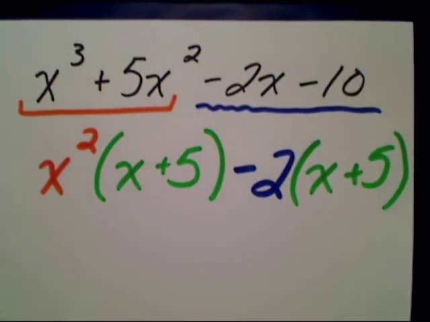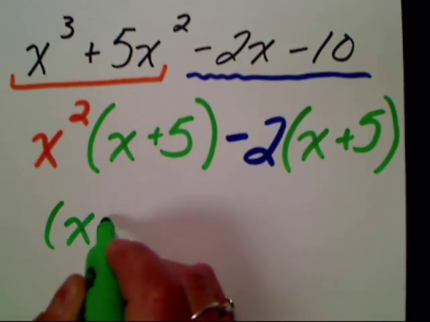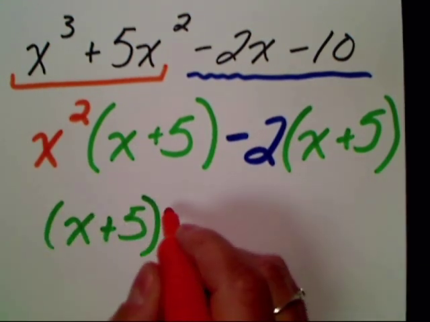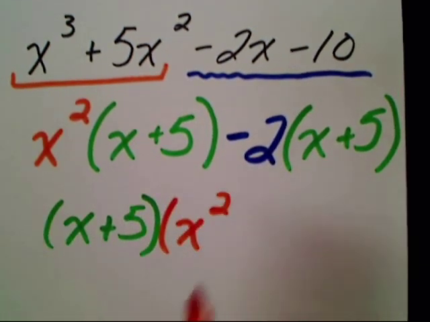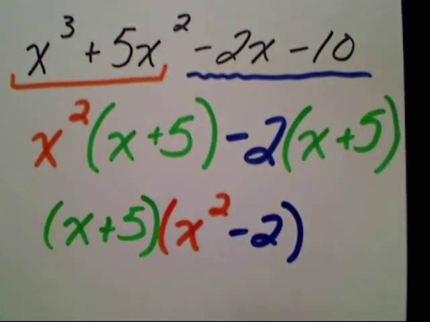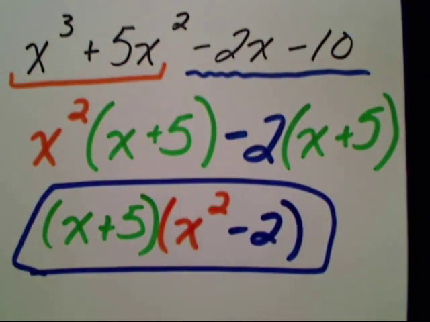Okay, so now we can take it that next step and say, oh, what's common now? Keep going with your factoring and say, x plus 5 is what's common in both. So I'm going to pull that out and see what I'm left with. The first term I'm left with is x squared. The second term I'm left with is minus 2. Can't go any further on that one, so we're all done. And that is how you do factoring with 4 terms.